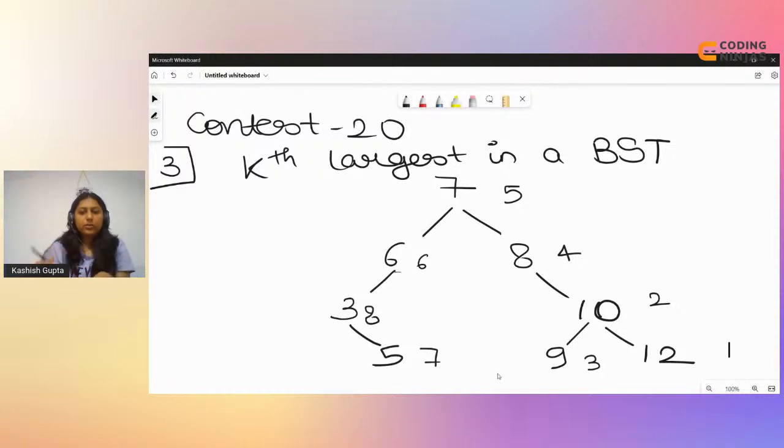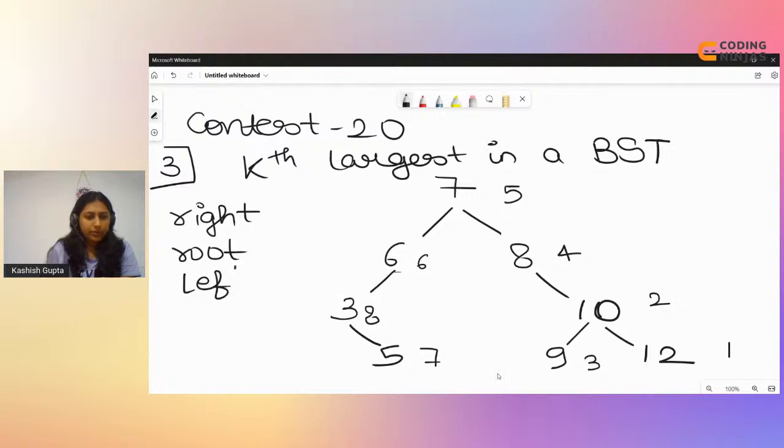So what we basically do is हम पहले सारे राइट नोड्स पे जाते हैं, फिर हम रूट नोड पे जाते हैं, then we go to the left node. ठीक है, यहाँ तक कोई डाउट?